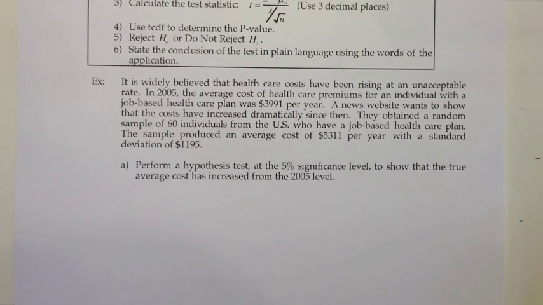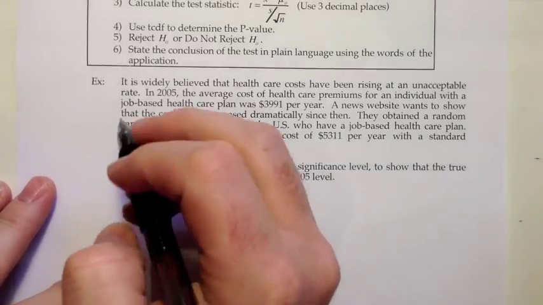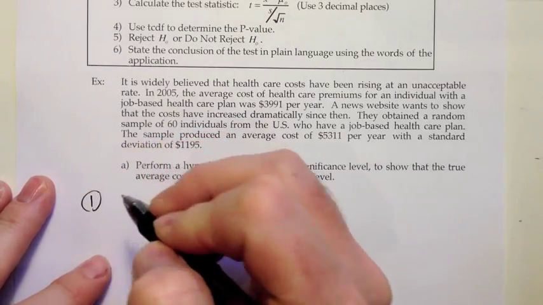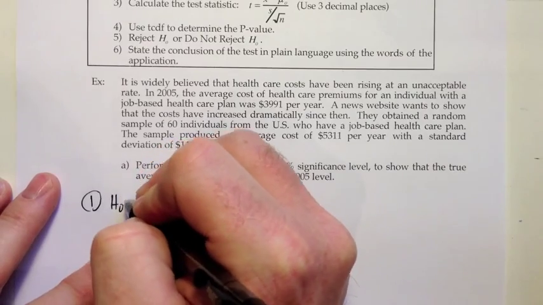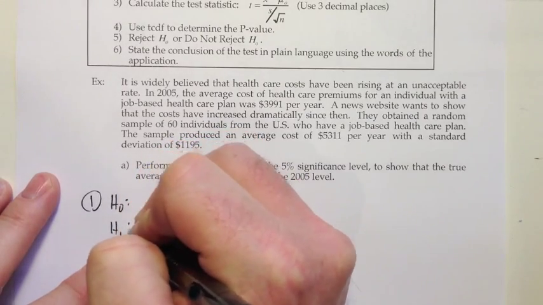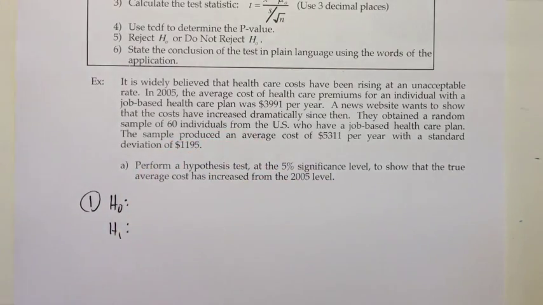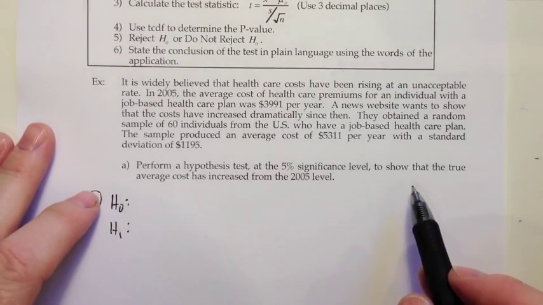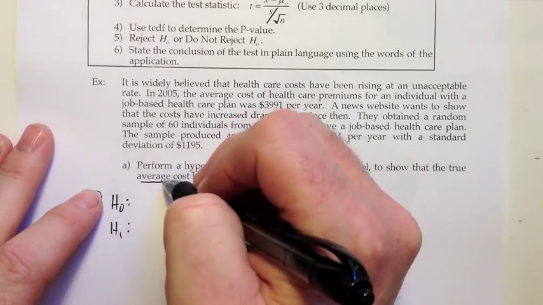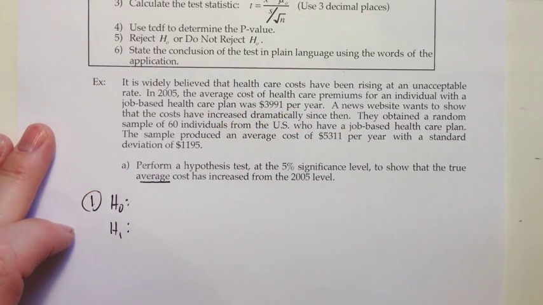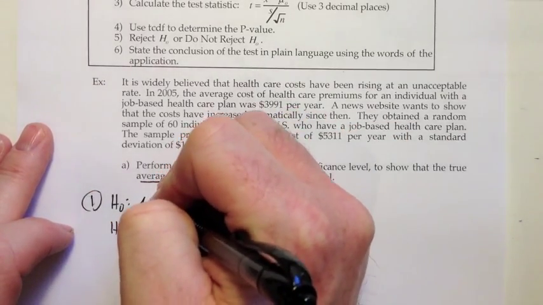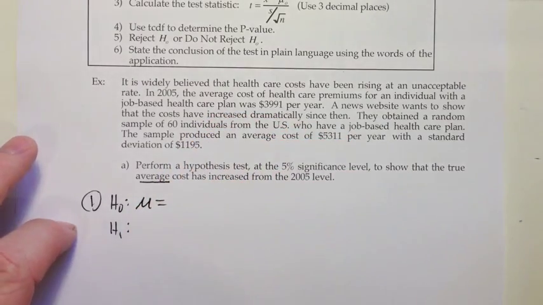Alright, so this looks like a hypothesis test, so that's going to have 6 steps to it. Step 1 is going to be to determine H0 and H1. And the first part of that would be to think about, is this going to be a test about a mean or a proportion? So we can just look at the wording here, and it says we're trying to show that the true average cost. So since this is a test about an average, I'm going to write mu equals in H0.